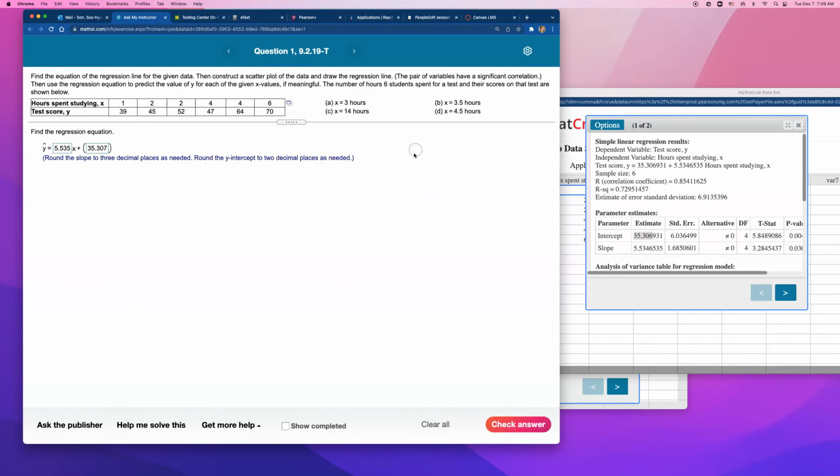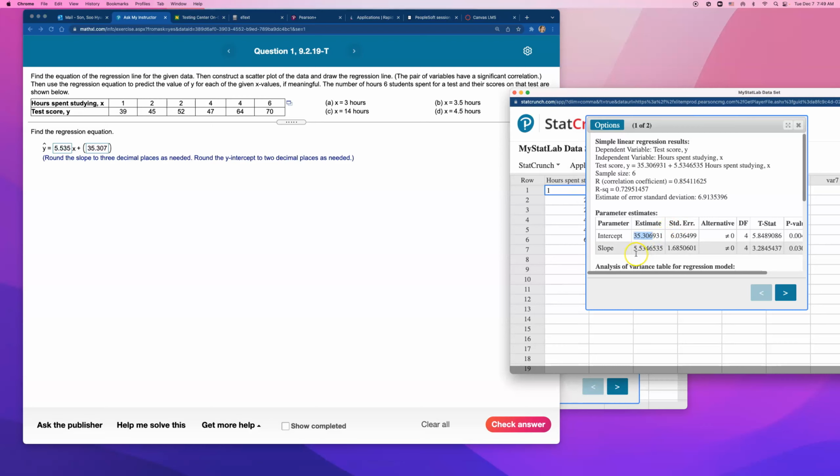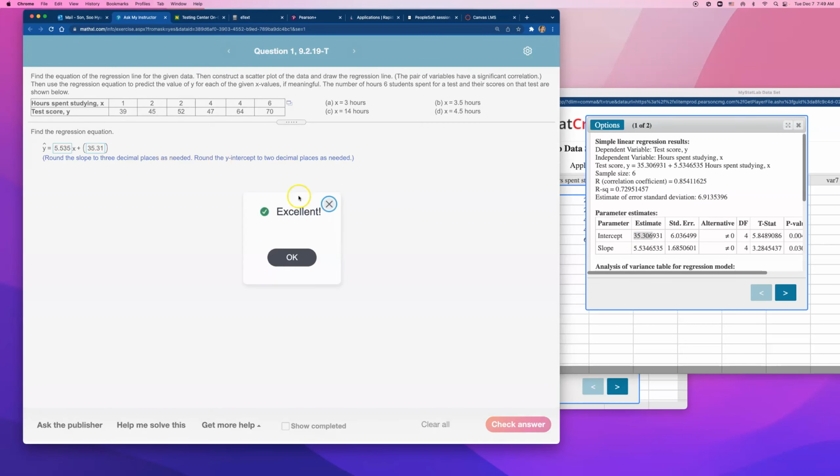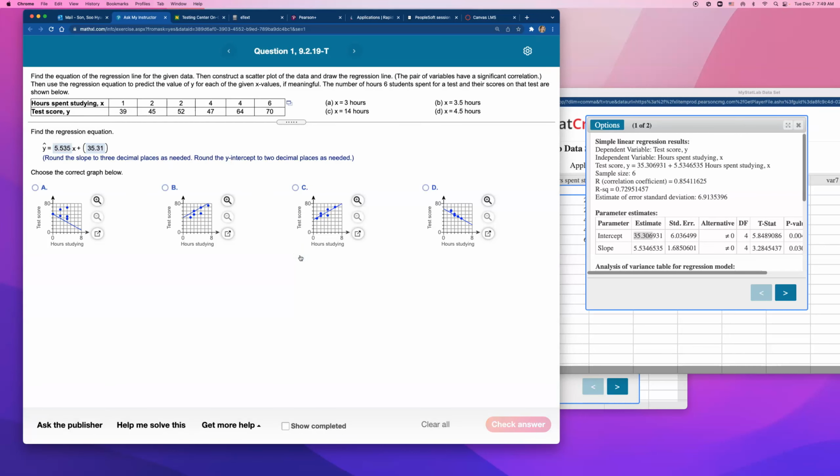Oh, what do you mean? All right, let me try again. So did I round incorrectly? 5.535. Yep. And the y-intercept is 35.307. Oh, sorry. They want the y-intercept to be 2 decimal places. They are picky today. So they wanted 2 different rounding rules for that.